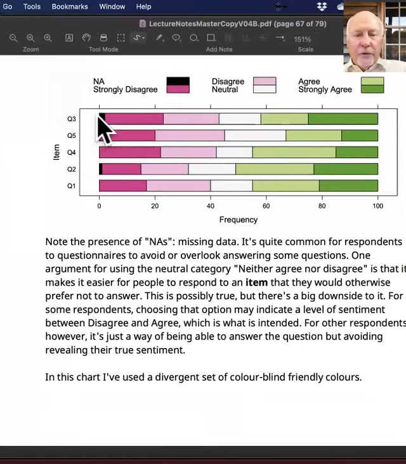Notice that I've recorded non-answers there. It's pretty common with questionnaires and surveys to get non-answers. People just skip a question, either deliberately or by mistake. And as I've said a few times in the course, you actually have to know about that missing data because it can create problems for later analysis.